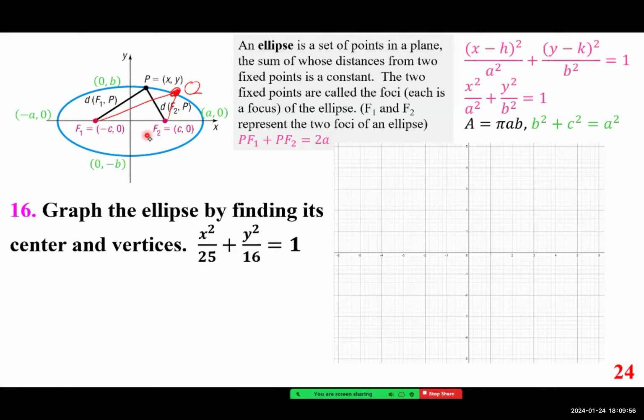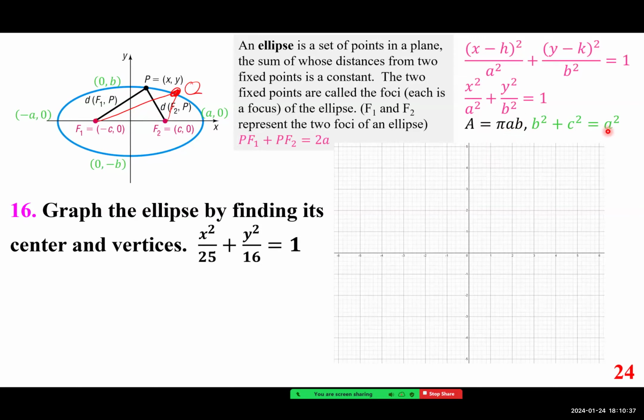Now, as far as the equations are concerned, if it's centered at 0, 0, x squared over a squared plus y squared over b squared equals 1. If it's centered at h comma k, (x minus h) squared over a squared plus (y minus k) squared over b squared equals 1. And the area is pi times a times b. I hope you remember that a circle is a special case of an ellipse where a and b are identical. So if they are identical, it becomes pi r squared for a circle. And the relationship between a, b, and c is such that b squared plus c squared equals a squared.